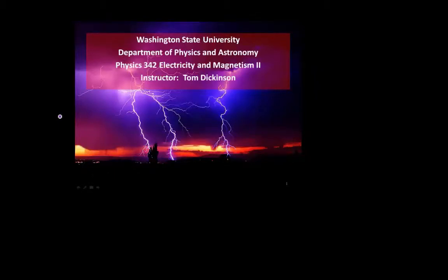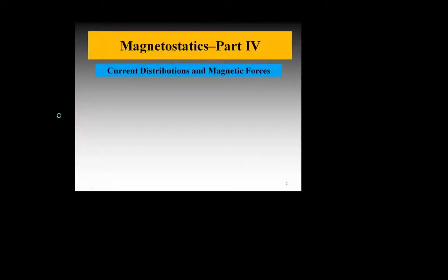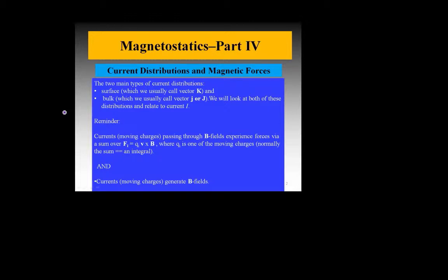So let's look at some more details in current, mainly current distributions and magnetic fields from such distributions. There are two main types of current distributions. There's a surface current, which we usually call vector K, and a bulk density, which we usually call either little j or capital J. We'll look at both of these distributions and relate these to the current I.